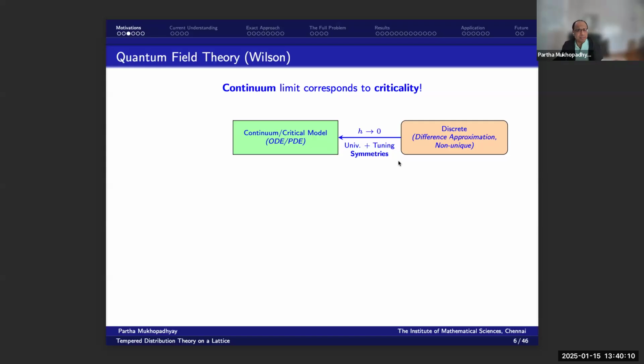So if the symmetries are preserved, then it guarantees more that we find the critical behavior. Otherwise, it is not so guaranteed. It's a numerical experimentation that one has to do in order to do that, but there is no mathematical understanding of how it is happening.